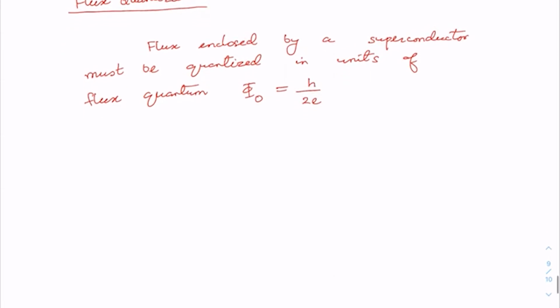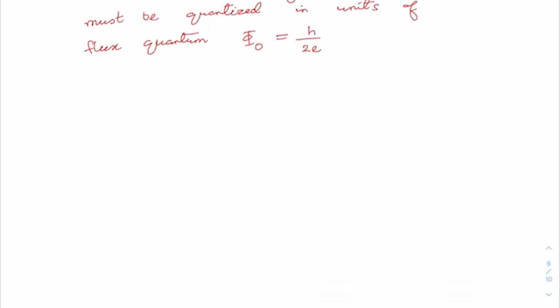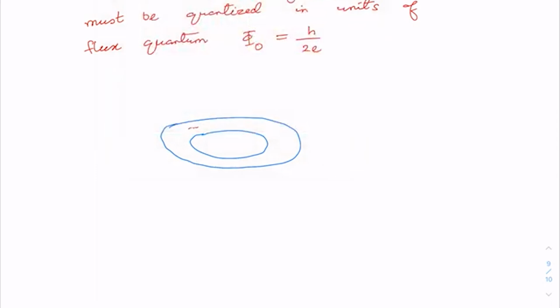And let us see how we can do that. For this, let me consider a closed curve in the bulk of a superconductor ring. So let us say I have a superconductor ring like this, and inside this ring, let me consider a curved, closed curve, say C.